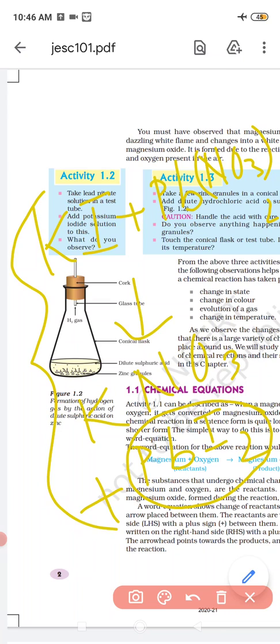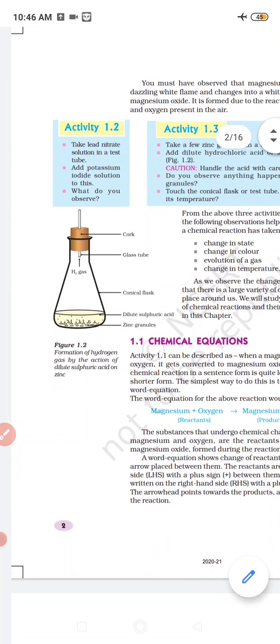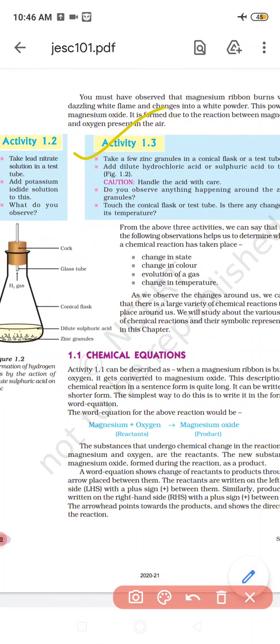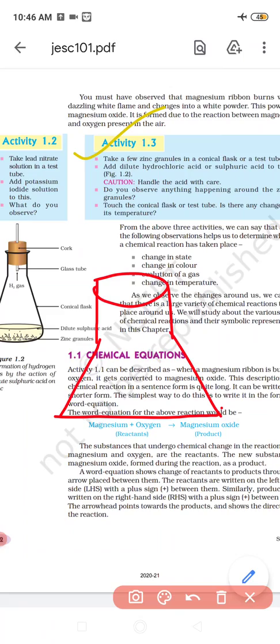Okay. Next activity 1.3. See, activity 1.3. So it is also a very nice activity. Okay. Take a conical flask. Take a conical flask. The diagram is given in your book. Okay. Take a conical flask. Okay. From your book, I am showing it here.